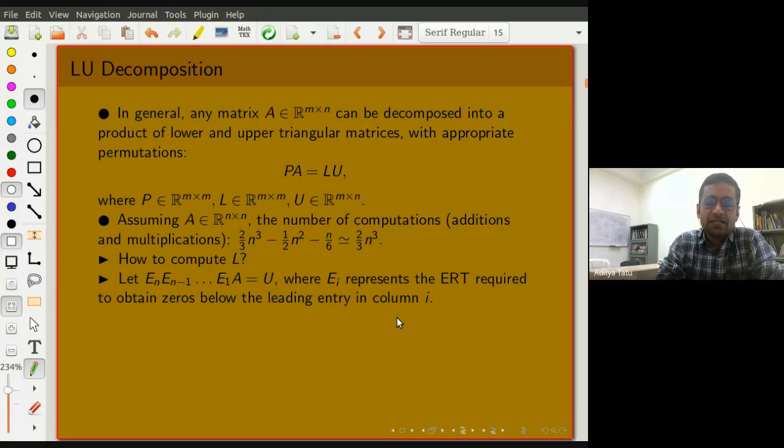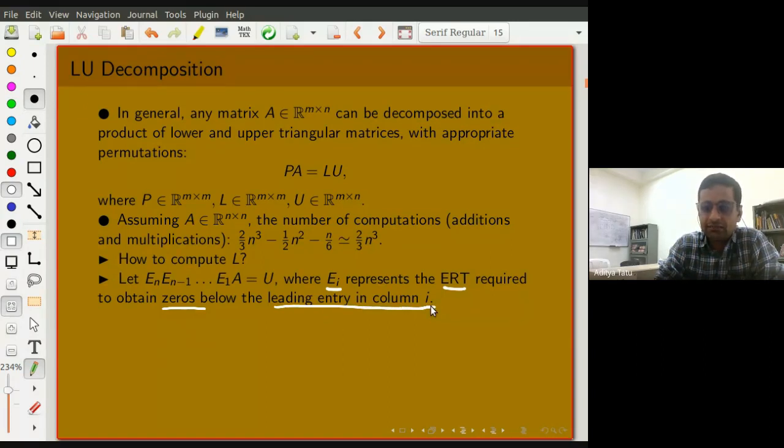So let's observe this. I hope these notations are clear. Ei is an elementary row transformation. What does Ei represent? Ei represents the elementary row transformations required to obtain zeros below the leading entry in column i.